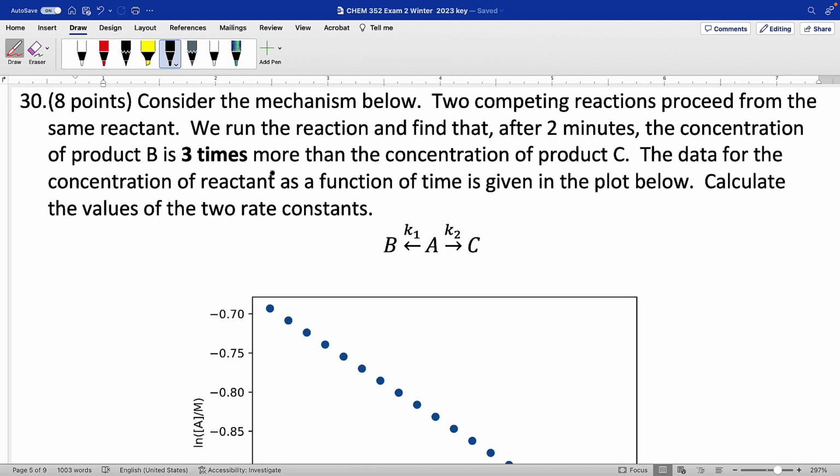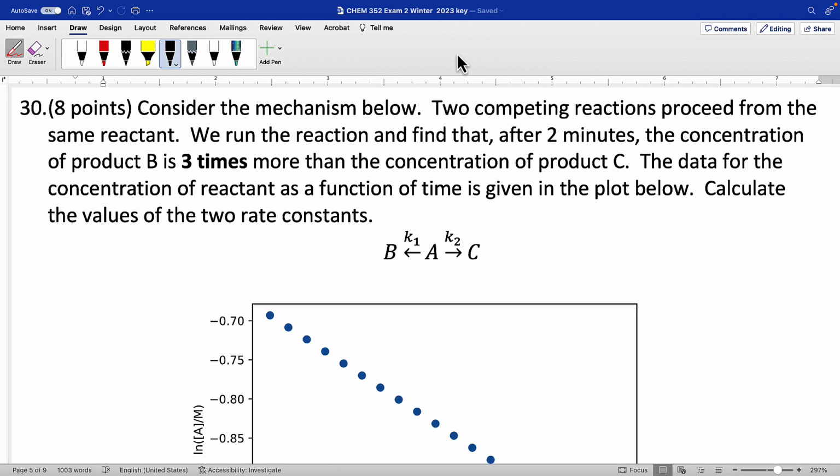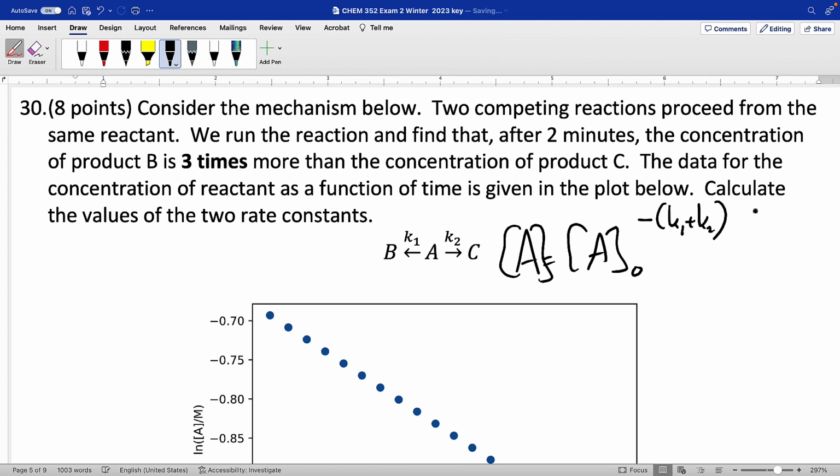given. Okay, so in this problem, we've got a mechanism, and we could call it a parallel mechanism or competing reactions. So one starting material drains off into two different possible products. And this was something we did a few weeks ago in one of our activities, and we saw that we could write an integrated rate equation for A. I'll go ahead and write it, where A is equal to A naught minus (k1 plus k2) t.